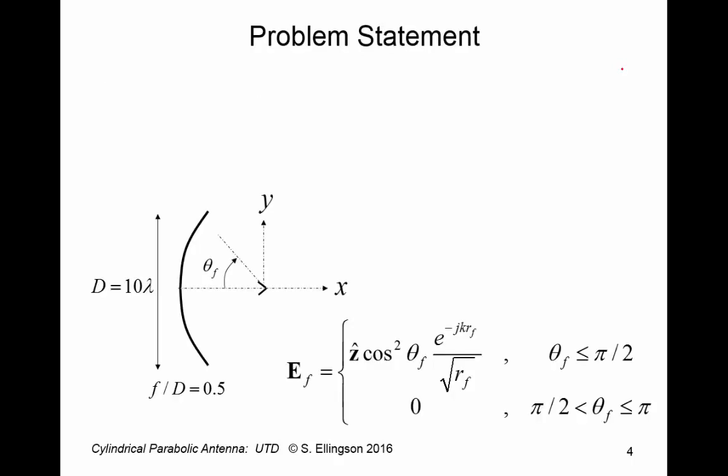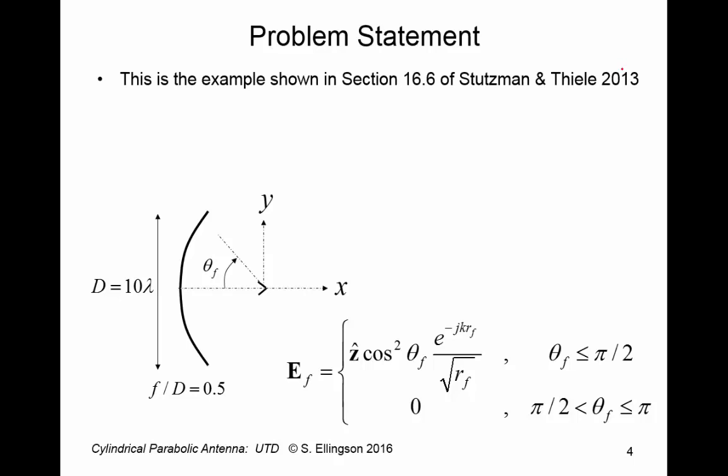So here's the problem statement. This is the example shown in section 16.6 of Stutzman and Thiele. That is the 2013 version of that book. The reflector, again, is in 2 dimensions. The dimension of the reflector, the overall diameter, is 10 wavelengths. The F over D is 1/2.